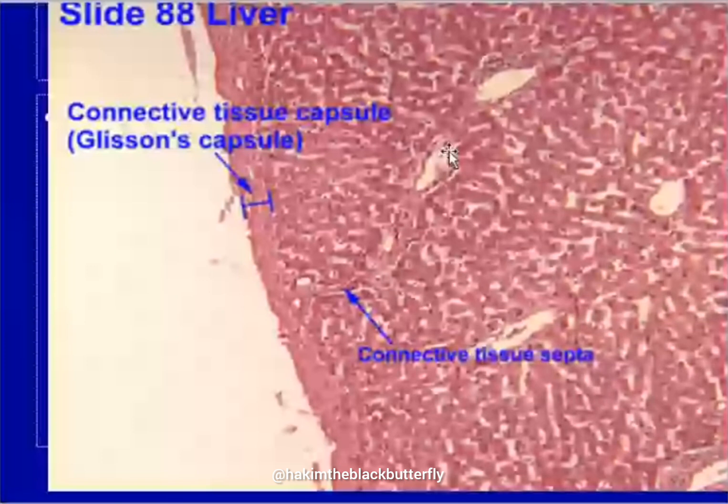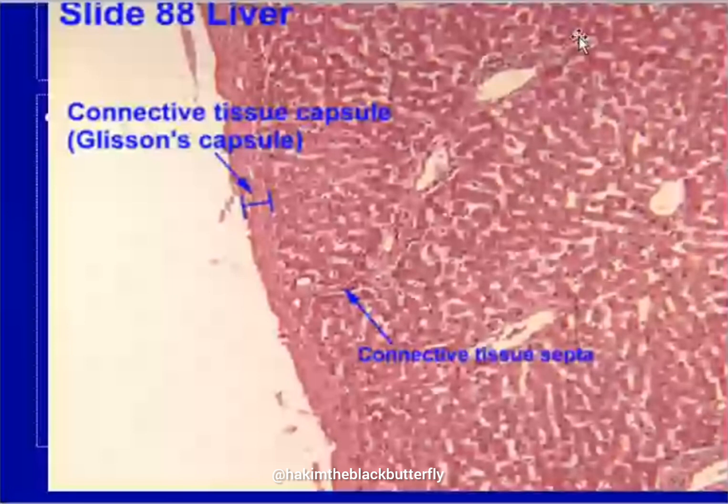Number 2, when these septa penetrate the liver, they divide the liver into subunits known as lobules. The septa of Glisson's capsule divide the liver into subunits known as lobules. Two major functions: these septa act as conduits of blood vessels and bile ducts, and they divide the liver into lobules.